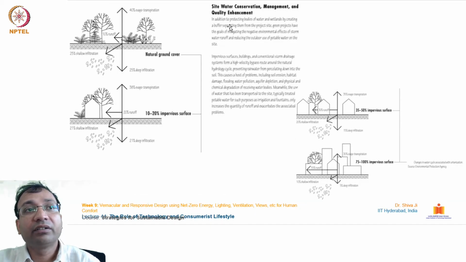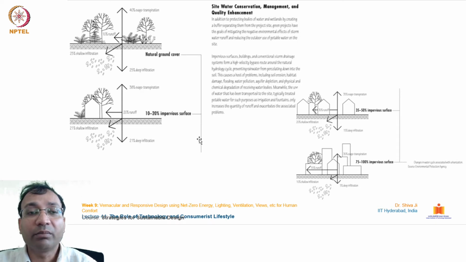Next, we can focus on site water conservation management and quality enhancements. How we pave the surface matters, and how we can plan to pave in such a way that the water keeps penetrating into the top layer of the surface. It doesn't completely go as runoff, because runoff water goes to the rivers and eventually to the oceans, depriving the top surface of the chance of getting this water. So this pavement design should be taken care of properly, allowing water penetration into the ground.